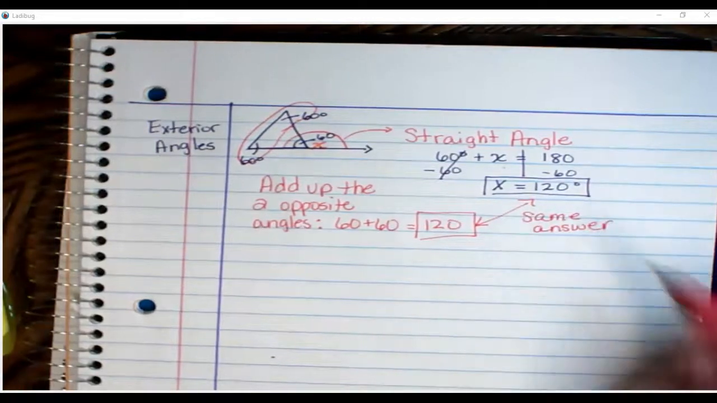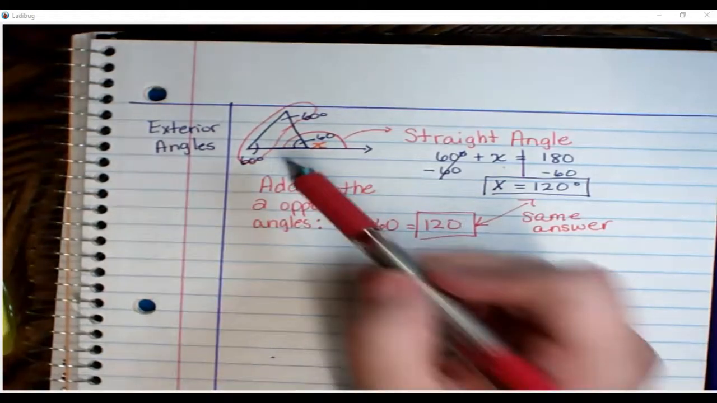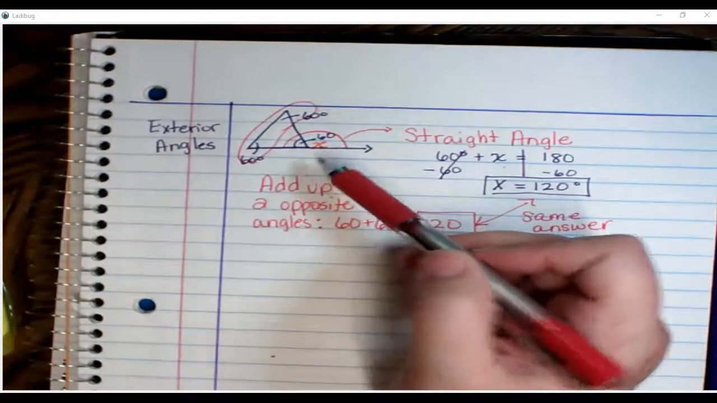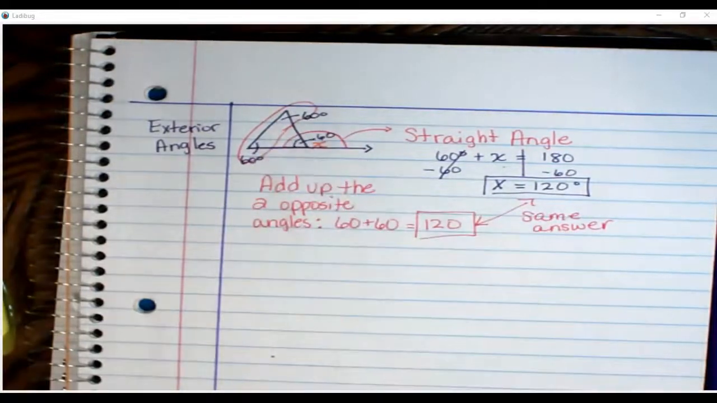So we have two strategies here. We could have found the angle measure X using what I know because they're supplementary, or I can just look at these two opposite angles and add them together.